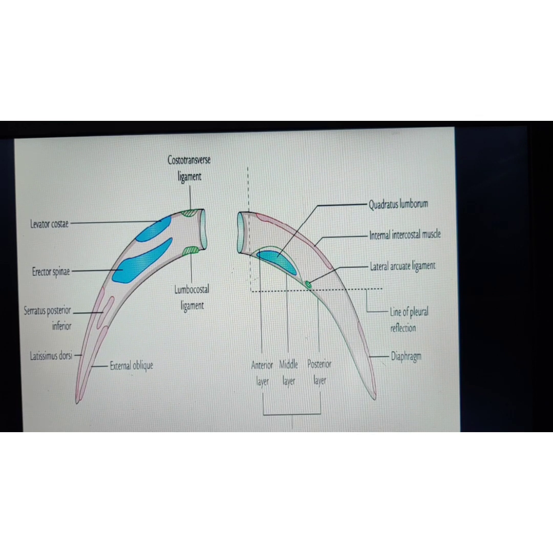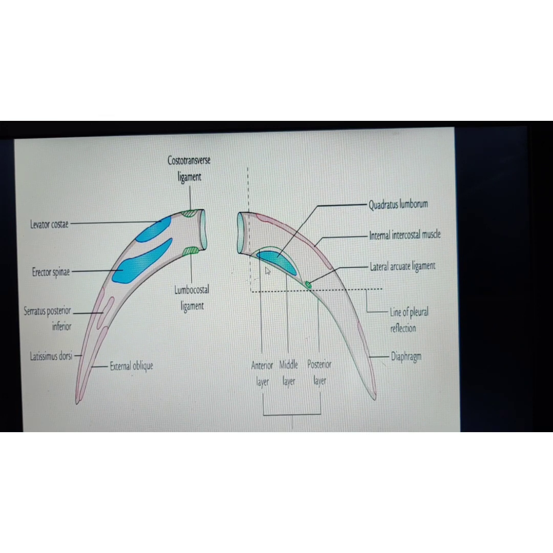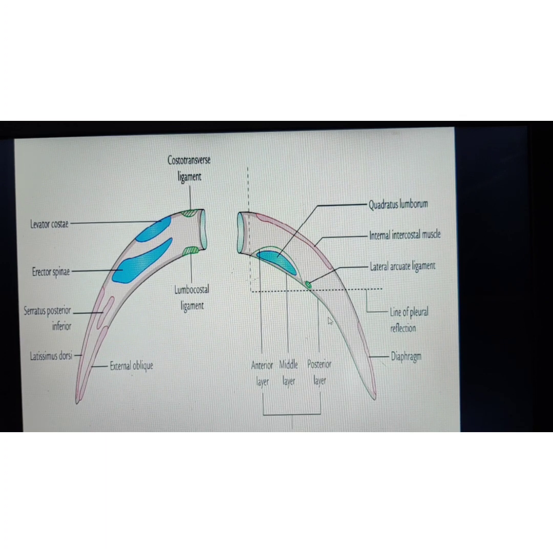The middle layer is attached to the lower border below the attachment of the quadratus lumborum muscle. The posterior layer is attached to the lower border lateral to the attachment of the quadratus lumborum muscle. So this is the attachment of the thoracolumbar fascia, which is divided into anterior layer, middle layer and the posterior layer.